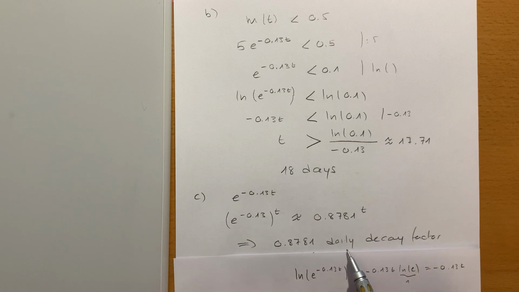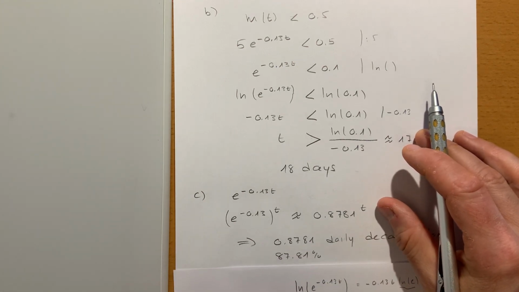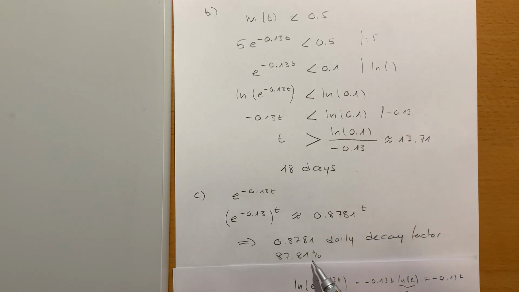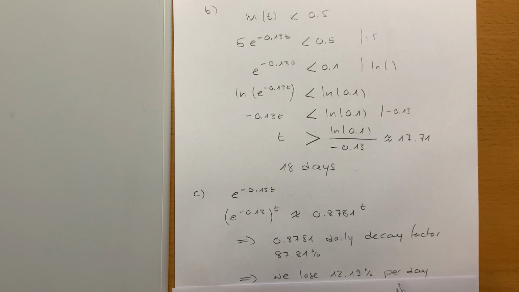Now look, the exponential decay factor is now 0.8781. That's the exponential decay factor, the daily decay factor. That means it's 87.81%, and we're going to lose 12.19% per day.